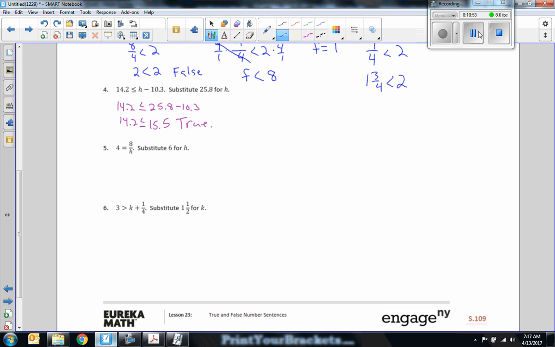My sentence is when 25.8 is substituted for h, the number sentence is true. Now I have to find something that makes it false. So I'm going to write the formula, or the inequality.